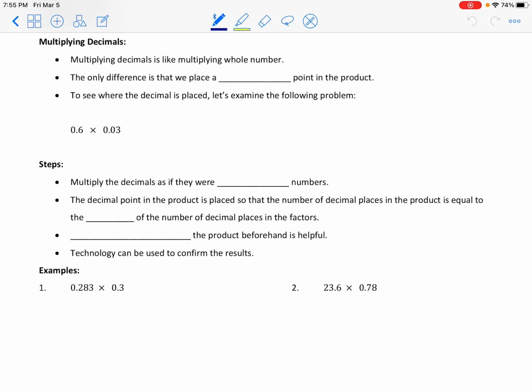Hello and welcome to a lesson on multiplying decimals. Multiplying decimals, much like adding and subtracting, is just like multiplying whole numbers. The only difference is that we're going to place a decimal point in the product. To see where the decimal point goes, let's look at the following problem.